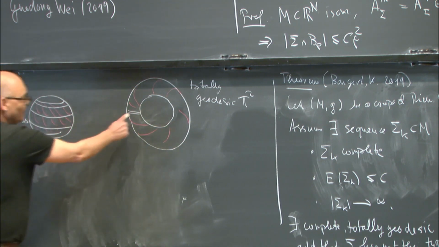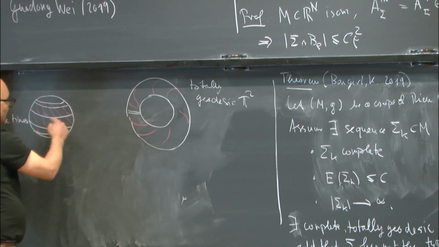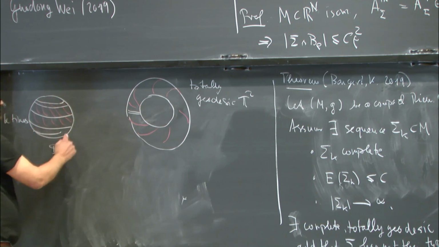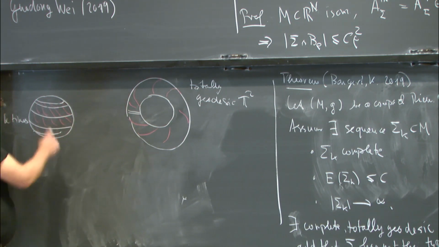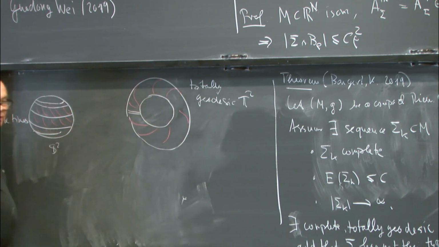So you cap this off, and then you see that the energy of this surface, of this sequence here, is only given by these two caps here, which is bounded. Here you have no energy because this is all totally geodesic, all this wrapping. So this would be a possibility how such a sequence could look like.